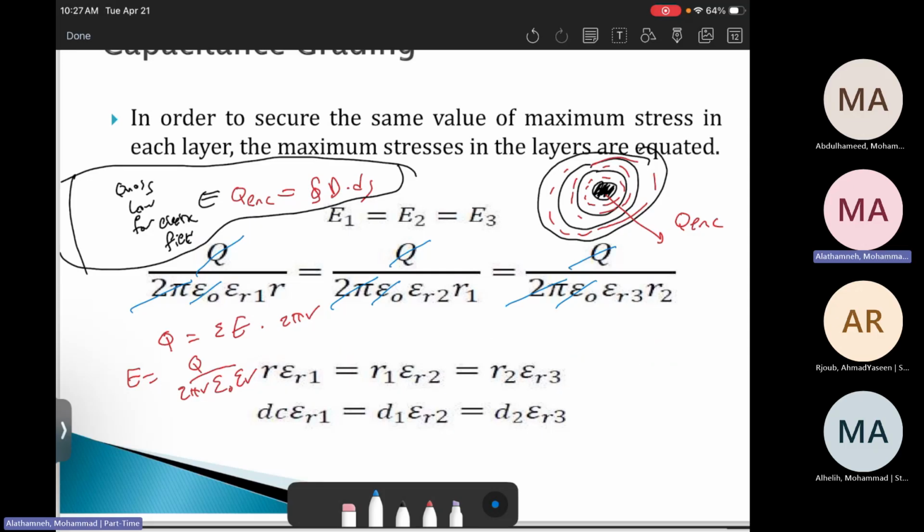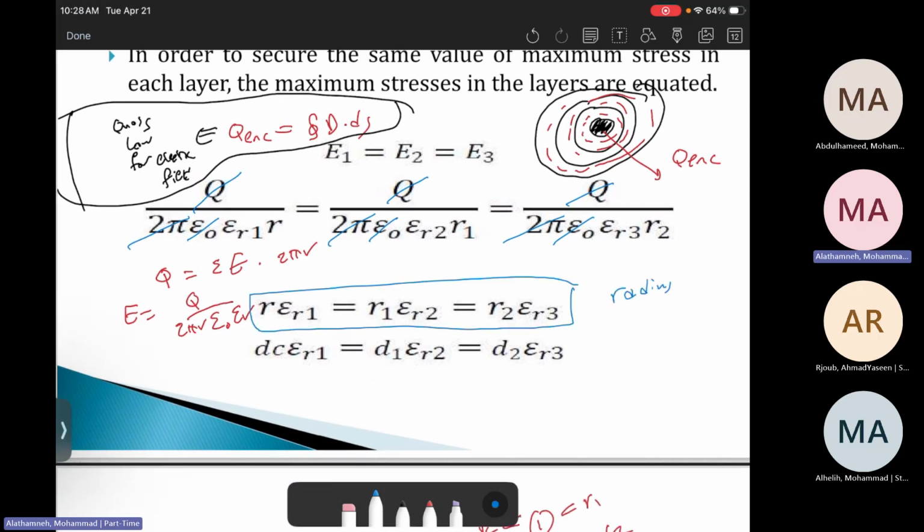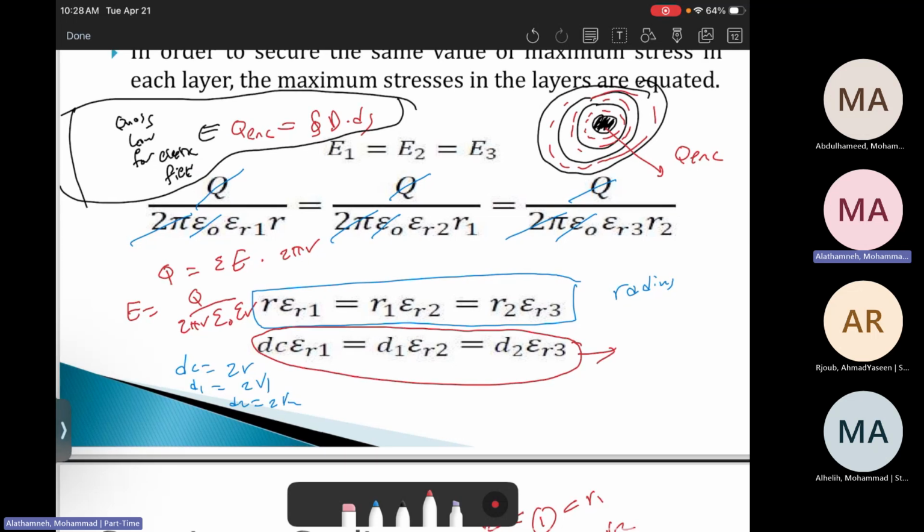Now, in terms of diameter, as we know, the diameter of the conductor equals 2 times the radius. Then diameter number 1 equals 2 times R1, and diameter number 2 equals 2 times R2. Then this yields this formula. This is a very important formula using 3 layers, and that's what we are using nowadays, especially in high voltage cables.